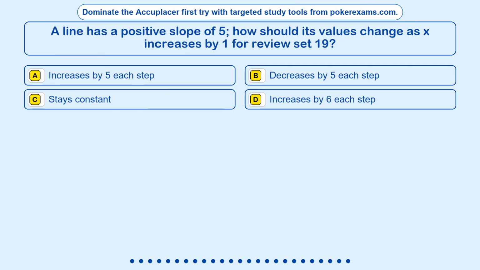Question 11. A line has a positive slope of 5. How should its values change as x increases by 1 for review set 19? Option A, increases by 5 each step. Option B, decreases by 5 each step. Option C, stays constant. Option D, increases by 6 each step.